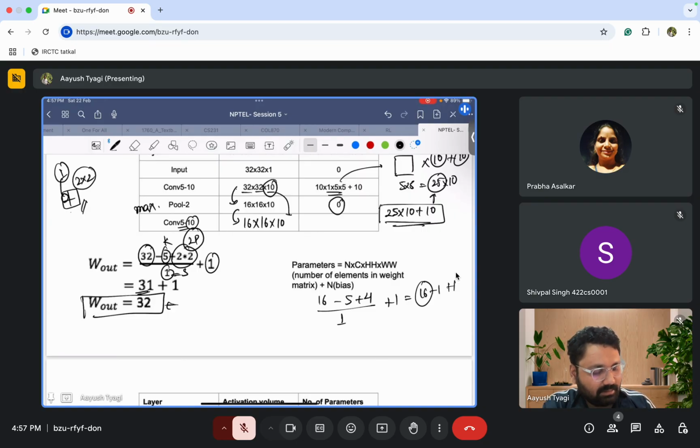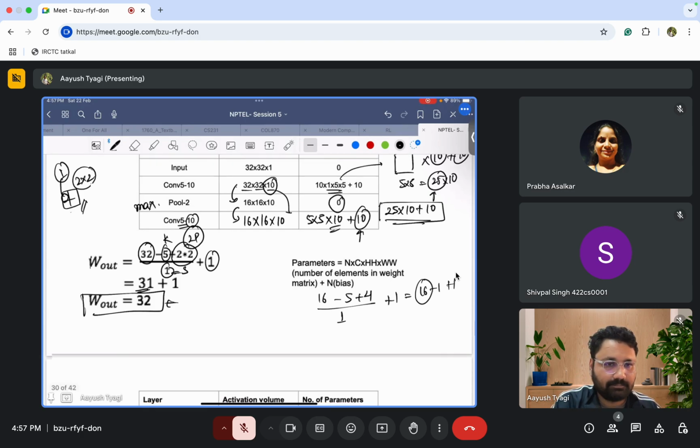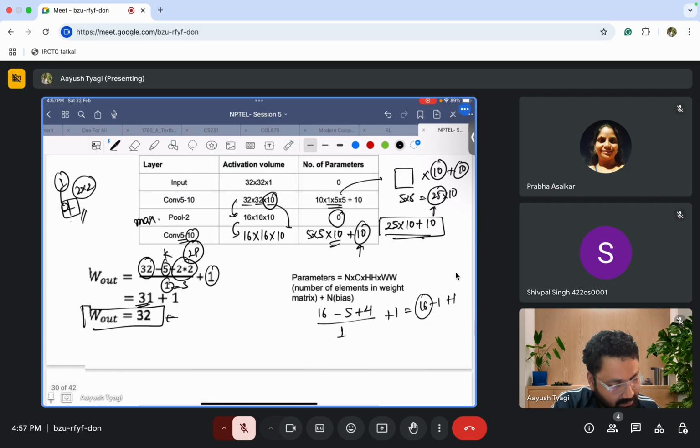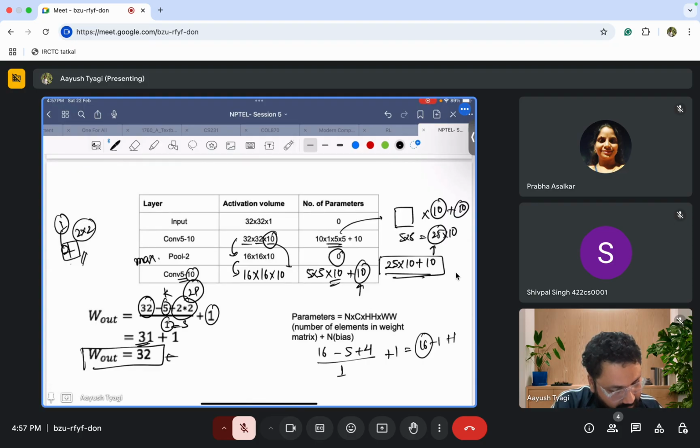And how many parameters should be there? You have a 5 cross 5 kernel, you have 10 such kernels, and each filter has a bias. So you have the same amount of parameters you are learning. Yeah, so in this case, not the same actually. The number of channels is now 10. Earlier it was 1. So the filter size is 5 cross 5 cross 10, and there are 10 such filters.